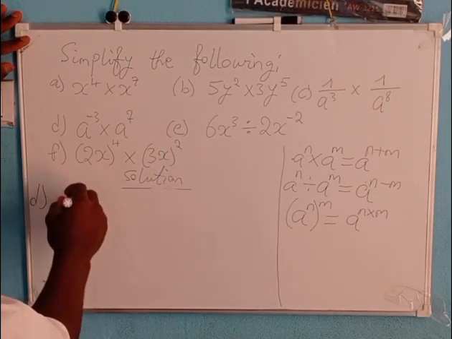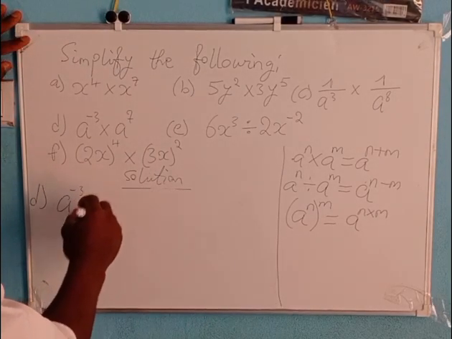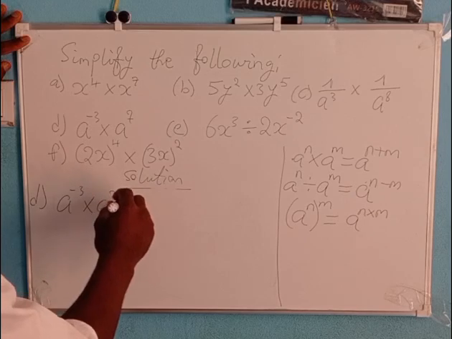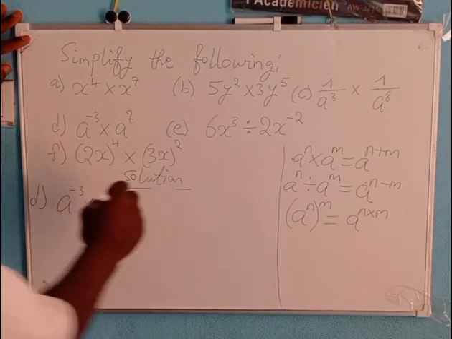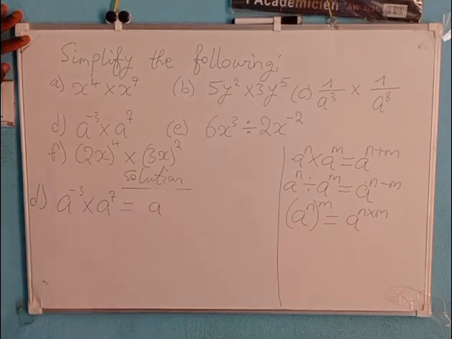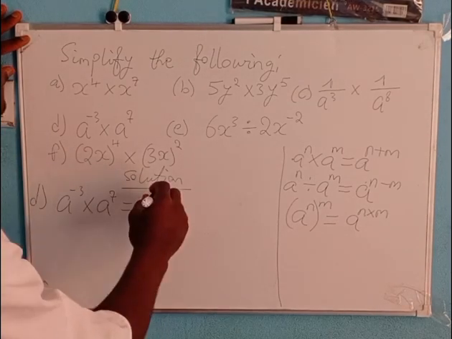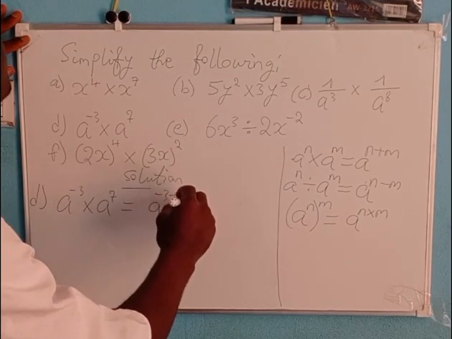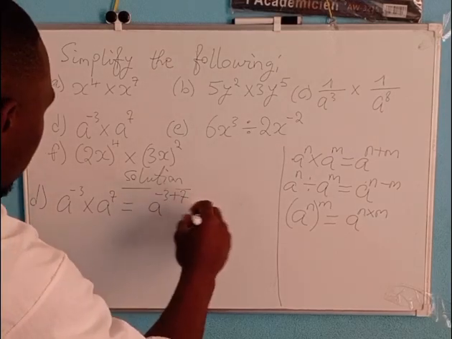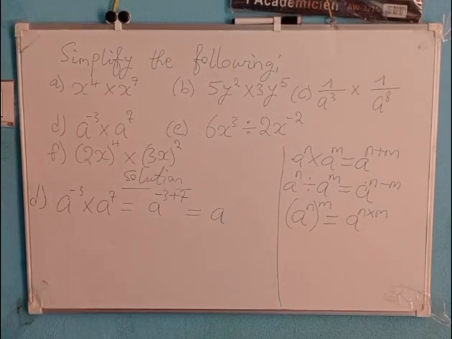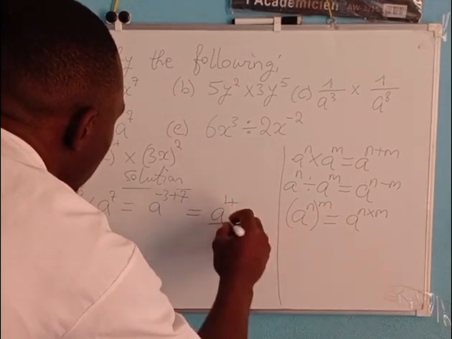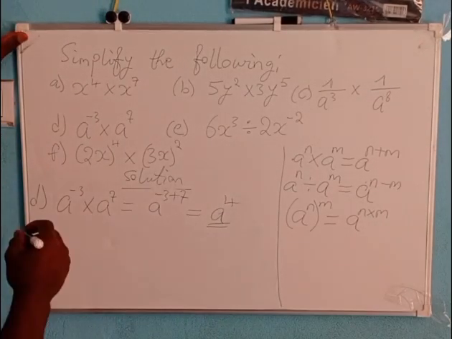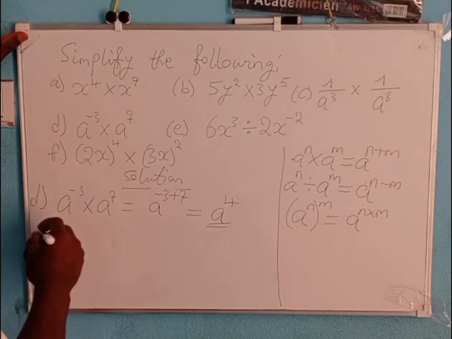For D, we have a raised to the power negative 3 times a raised to the power 7. This will simply be equal to, we are going to maintain the common base since we are multiplying, then we add the powers, negative 3 plus 7. This will simply be equal to a raised to the power negative 3 plus 7 is simply the same as 7 minus 3, which is 4. So this will give us a to the power 4. We go now to question E.